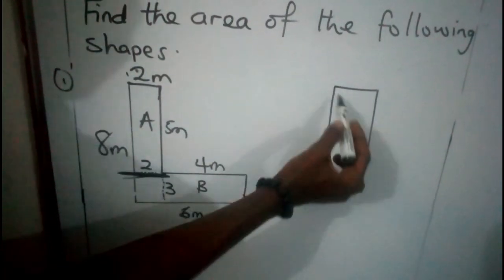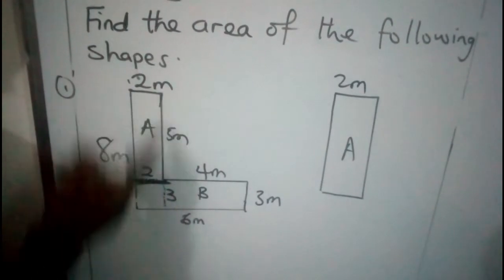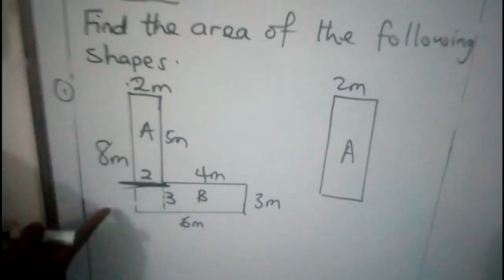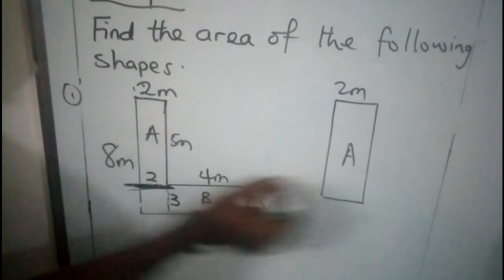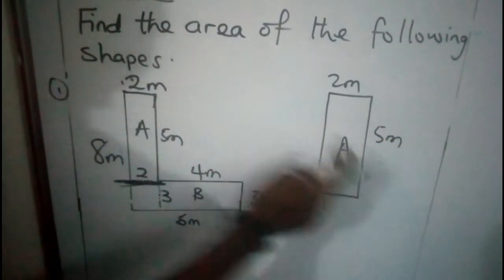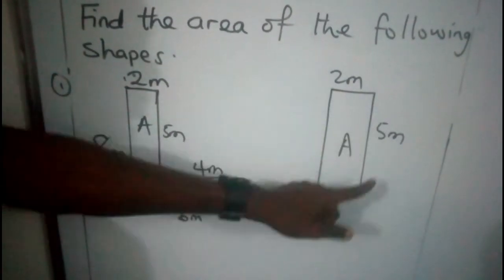Okay, so what's the measurement of this side for A? It is what? 2 meters. What's the measurement of this side for A? It is not 8. Remember, the entire length is 8, but we cut it from here. So it is what? 5 meters. So looking at A now, what shape is A? A is a rectangle because the length and the breadth are not the same, isn't it?